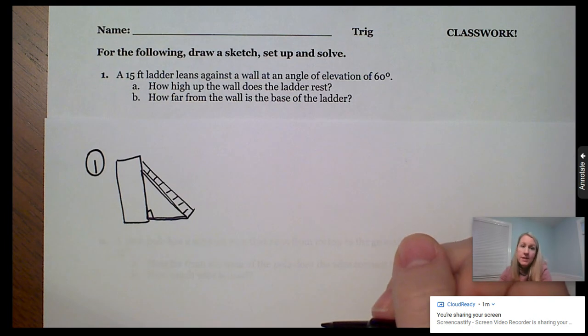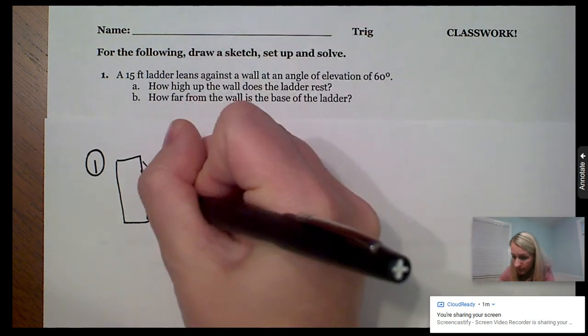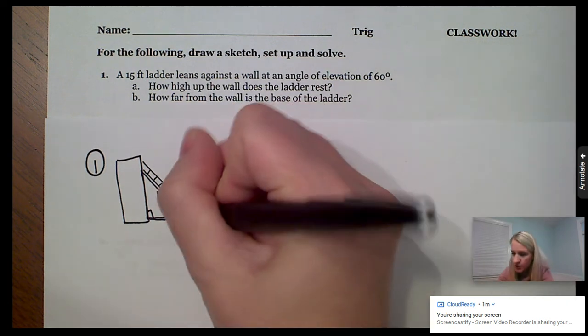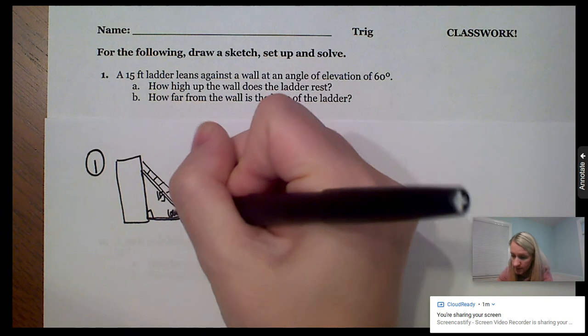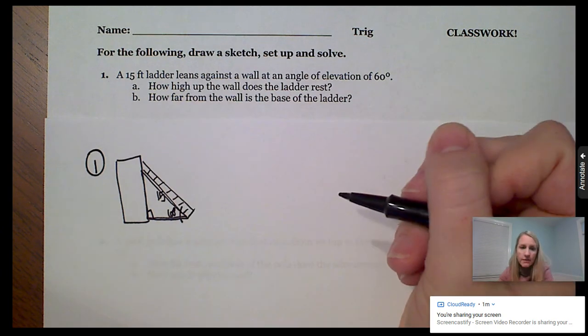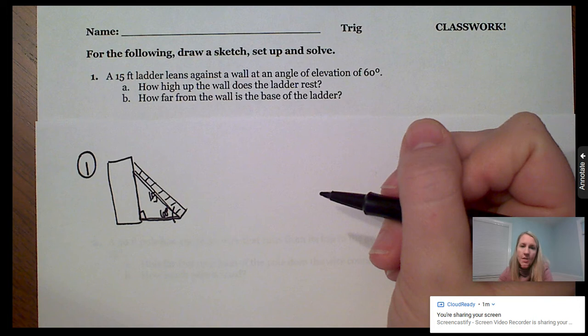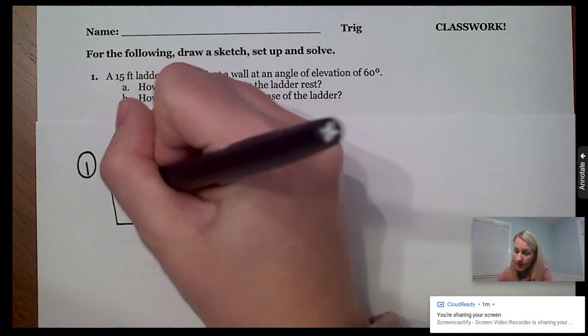It tells me the ladder is 15 feet. So this is my ladder, so this side is 15. And it tells me the angle of elevation. Elevation is when you look up at something. So this angle going up is 60 degrees. Okay, so I have this little triangle going on. It asked me two questions. How high up the wall does the ladder rest? So this is the wall, right? And I want to know what that height is.